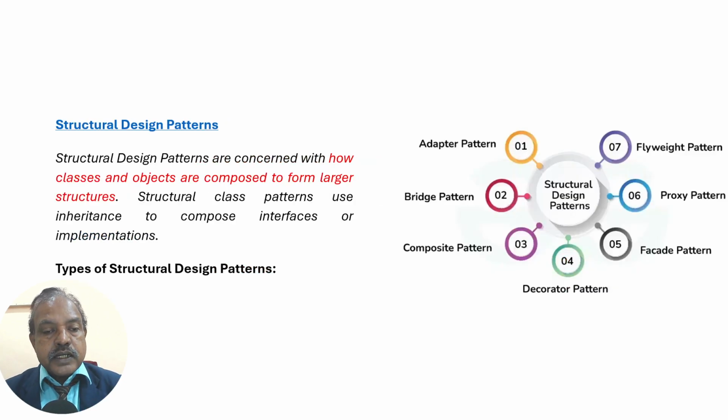Then we are moving to the second category of design pattern, the structural design pattern. The structural design patterns are concerned with how classes and objects are composed. There, it is created; here, it is composed. The structural design patterns are concerned with how classes and objects are composed to form larger structures. The structural class patterns use inheritance to compose interfaces or implementations. We have 7 types of structural design patterns.